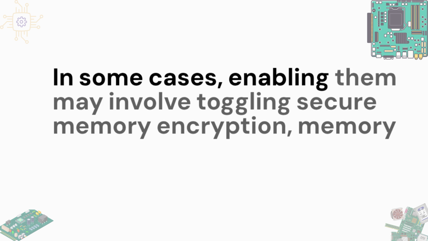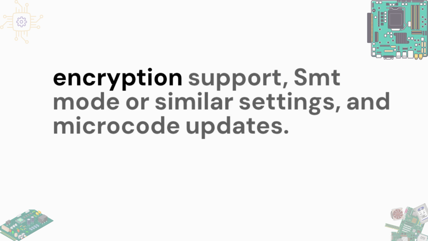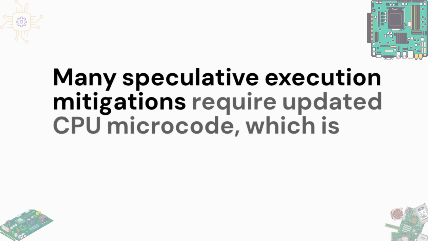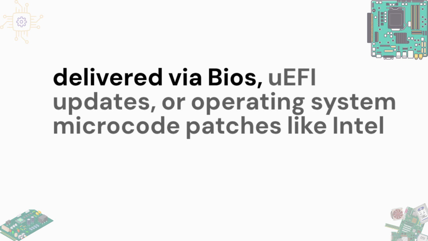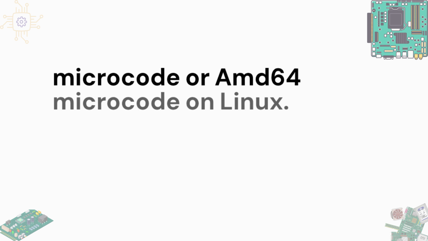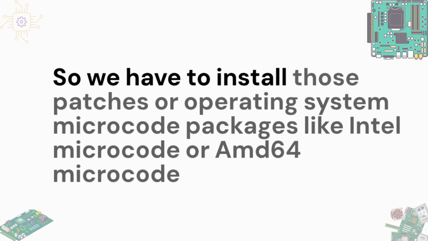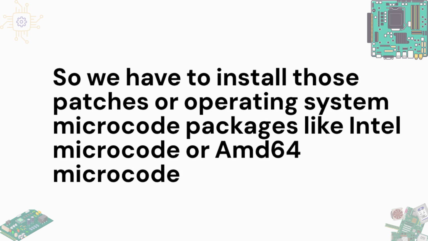In some cases, enabling them may involve toggling secure memory encryption support, SMT mode or similar settings, and microcode updates. Many speculative execution mitigations require updated CPU microcode, which is delivered via BIOS UEFI updates or operating system microcode patches, so we have to install those patches. Or operating system microcode packages like intel-microcode or amd64-microcode on Linux.